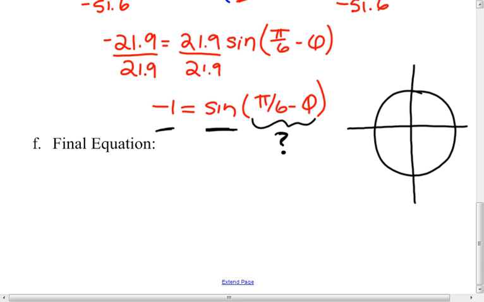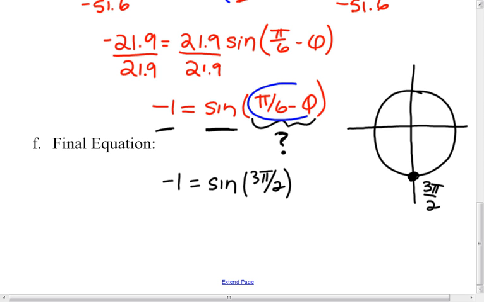And if you think about the unit circle, your y value or your sine value is negative 1 right down here at 3 pi over 2. It is the only spot on the unit circle where your sine value is negative 1. So now I want you to think about this. Negative 1 equals sine of 3 pi over 2. Sine at 3 pi over 2 is negative 1. This is a true statement. So now the question becomes, what do I have to plug in for phi to make this be 3 pi over 2? That's the question.